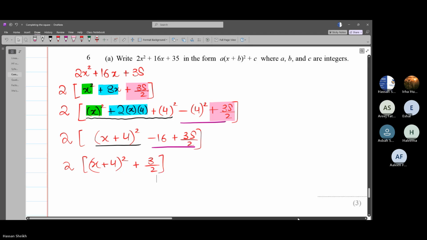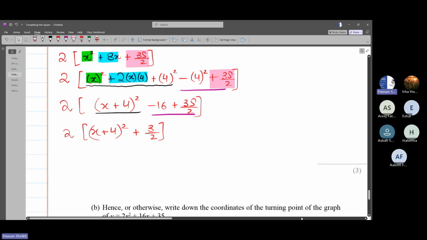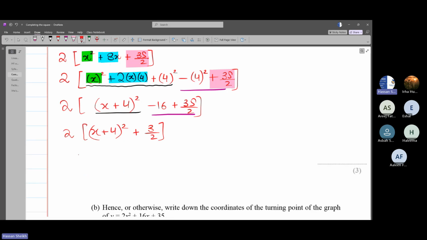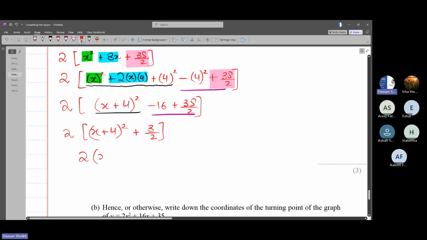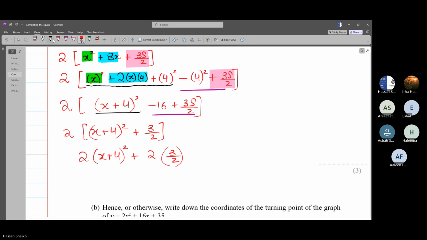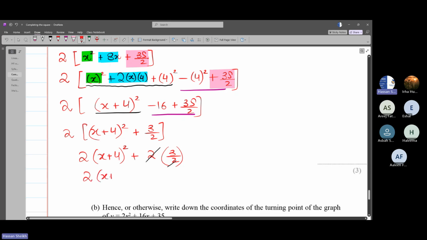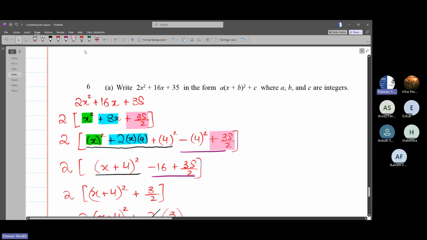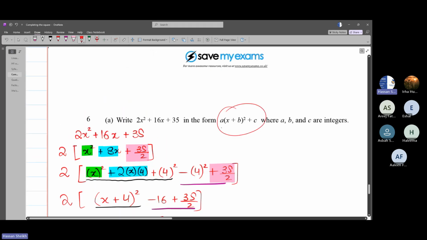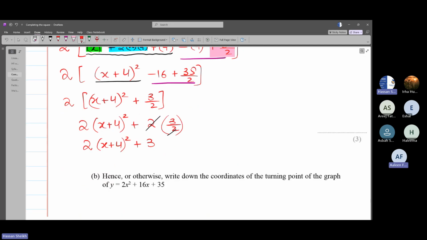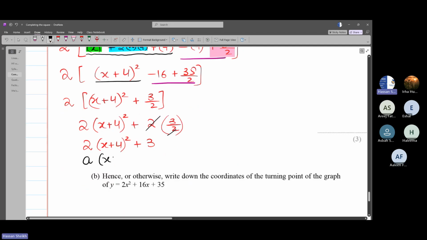Now check. We need to multiply this 2 inside the bracket back. So it will multiply with x plus 4 whole square and also with this 3 over 2, when we expand the bracket. So what are we left with? 2 into x plus 4 whole square plus 3. Is it the form they want from us? a into x plus b whole square plus c.